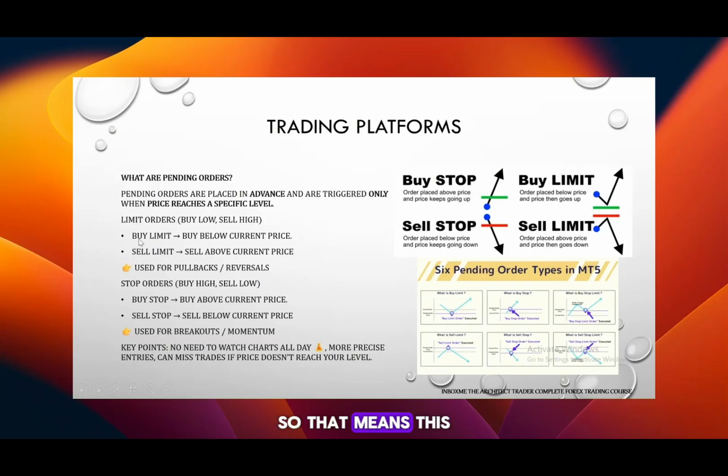So that means this buy limit means that you want to buy. This sell limit also means that you want to sell, but you're not doing it immediately. So something is configured. Like for buy limit, you're basically buying below the current price. It's like saying the market will buy, but it won't buy it yet. So it's more like a bounce.